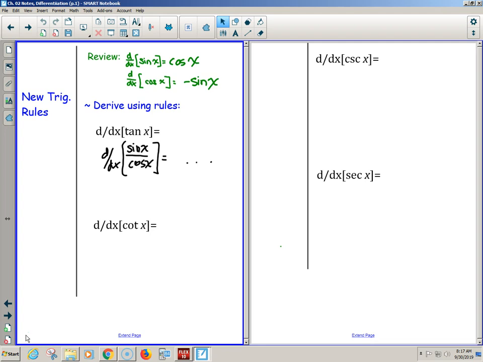How many of you guys made a product rule one? How many of you guys made a quotient rule one? It's like half and half. Interesting. Okay. Sorry, coming back.